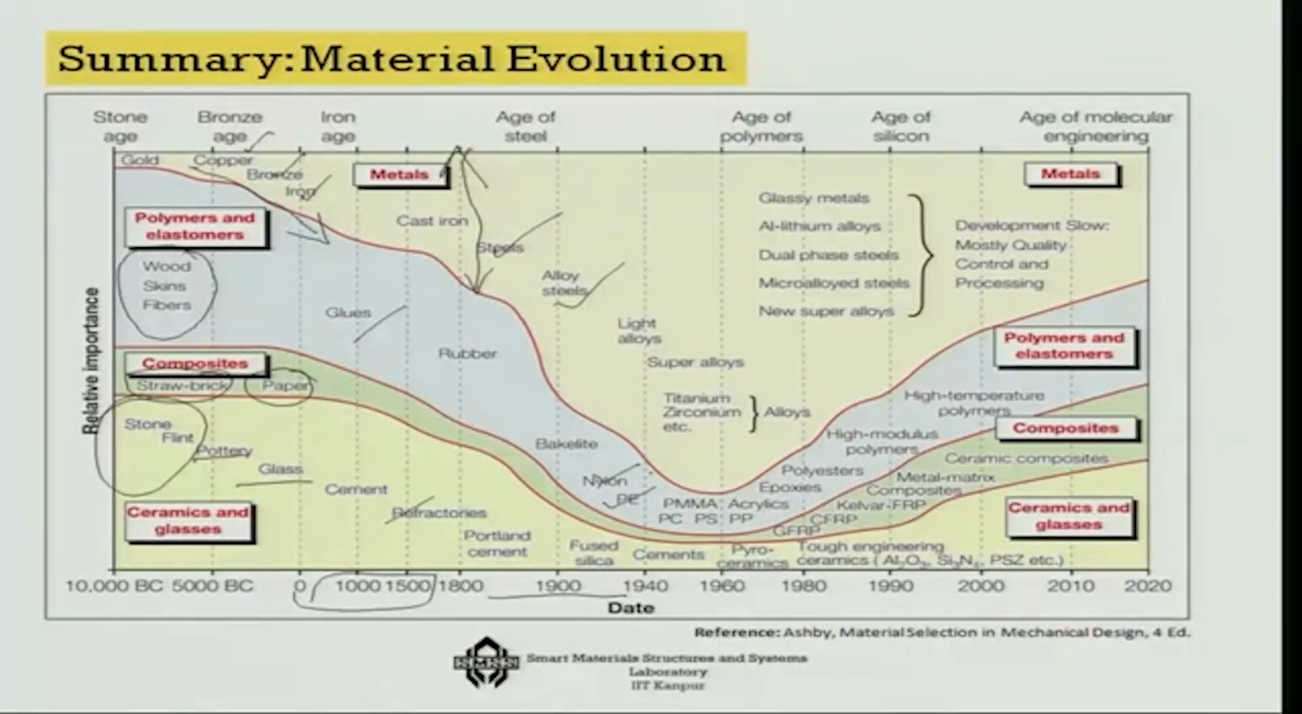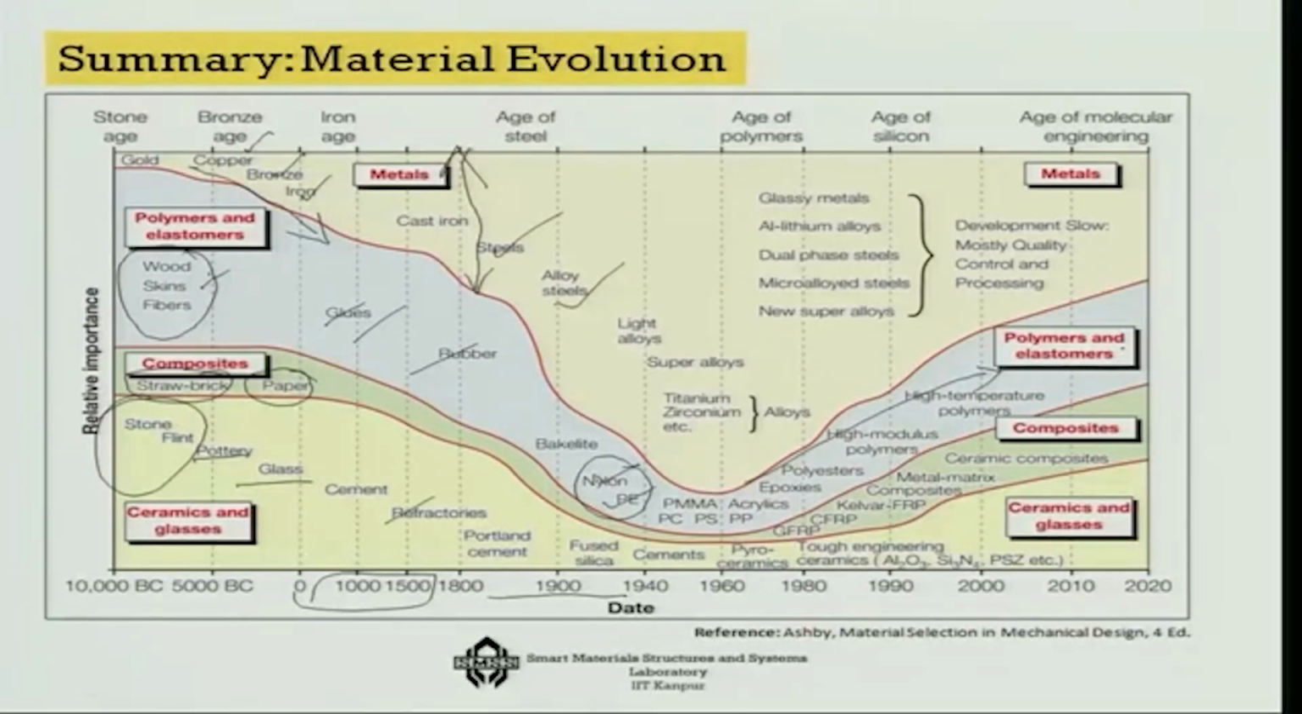Earlier, in terms of polymers and elastomers, we had only organic materials like wood, skins and fibers, glues or rubber, which is the natural rubber. But it is around the Second World War or so that nylon, polyethylene, etc., got discovered. Okay. So, that started to play a very important role. We will see that after that, their use is expanding, and today their use is continuously expanding.